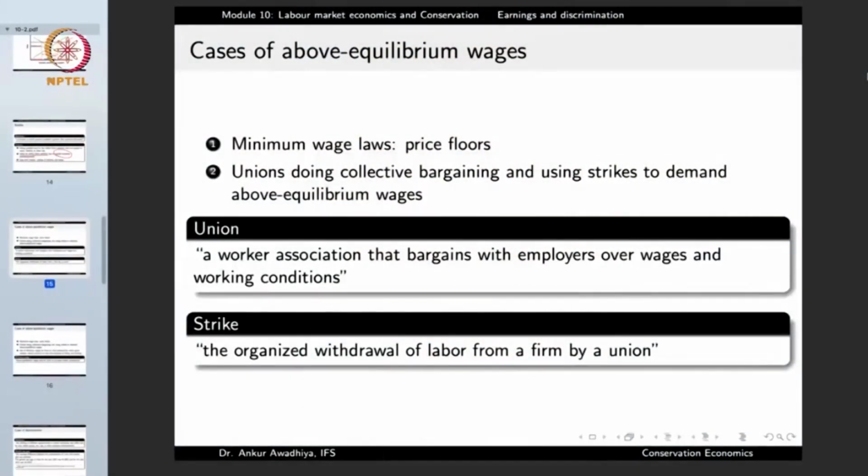A union is a worker association that bargains with the employers over wages and working conditions, and strikes are the organized withdrawal of labor from the firm by a union. So, in this case, the union says that if the firm does not pay the workers at this rate, we will not permit anybody to work.